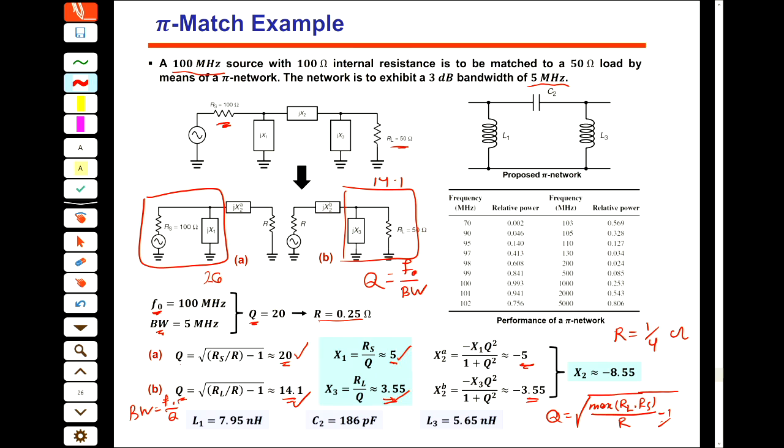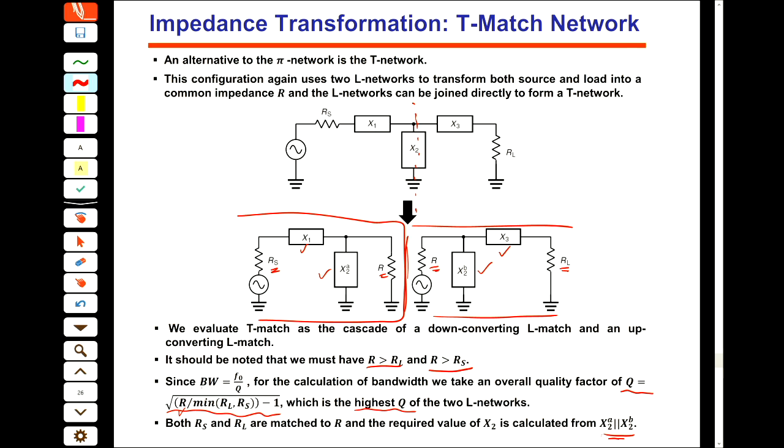Is it the minimum Q or the maximum Q? The maximum Q, sorry. The maximum Q should be 20. There are two Qs. We select the bigger one, right? I mentioned just here that you have to select the highest Q always. So the maximum Q is 20.